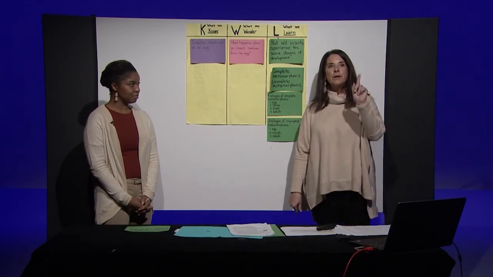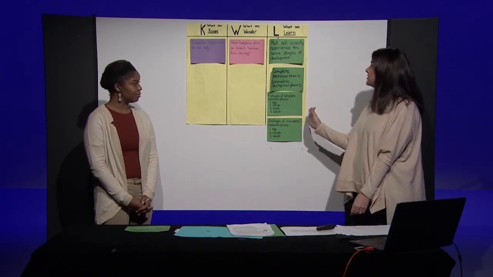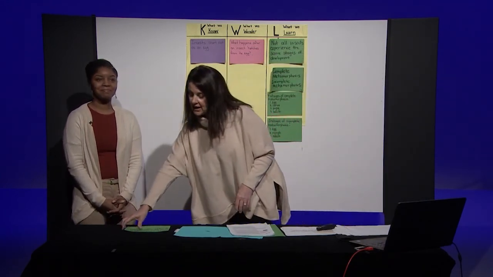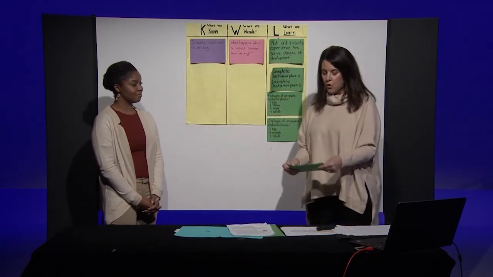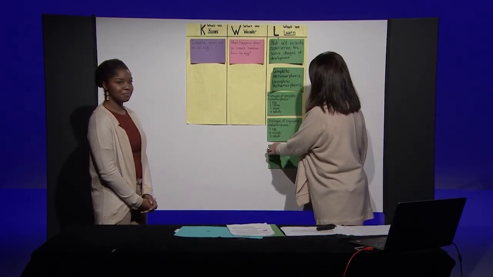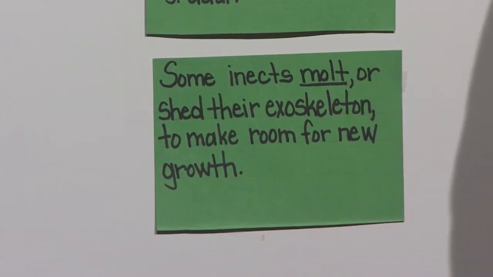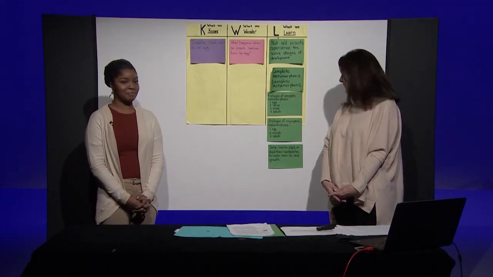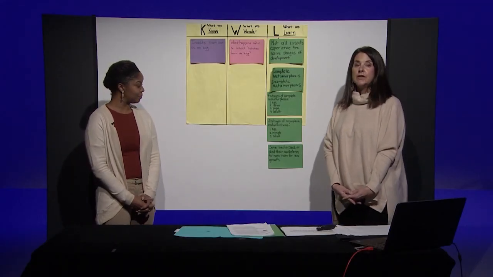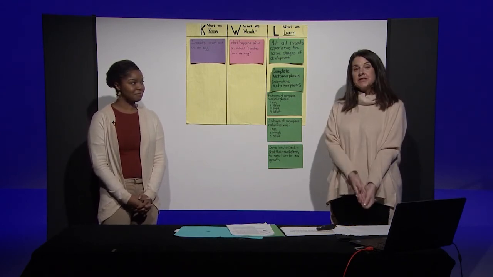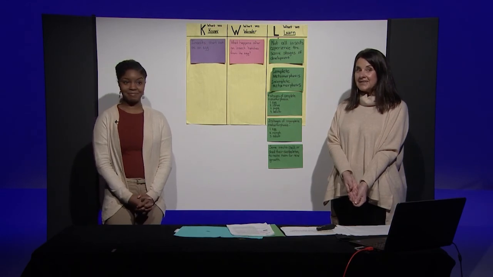One more thing that I would like for us to add to our L chart is about the fact that some insects molt or shed their exoskeleton to make room for new growth. I think this is very important in the life cycle of an insect to show how each time they shed their exoskeleton, they grow into an adult. Do you have any other questions at home that you're wondering about insects?